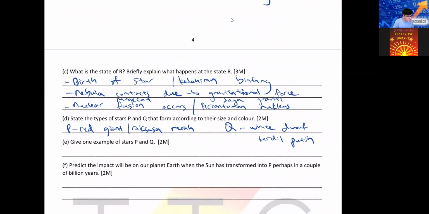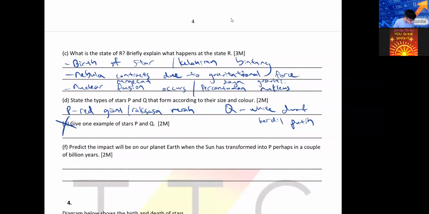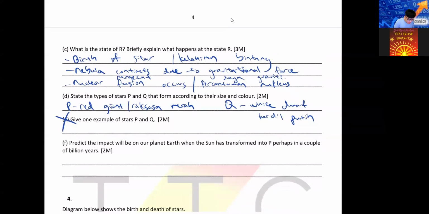So E, give one example of star P and Q. You don't need to know. There's a white dwarf that I know, called Sirius. Any of you watch Harry Potter? Sirius Black. The name Sirius comes from the white dwarf. It's the name of a star. If you watch Harry Potter.